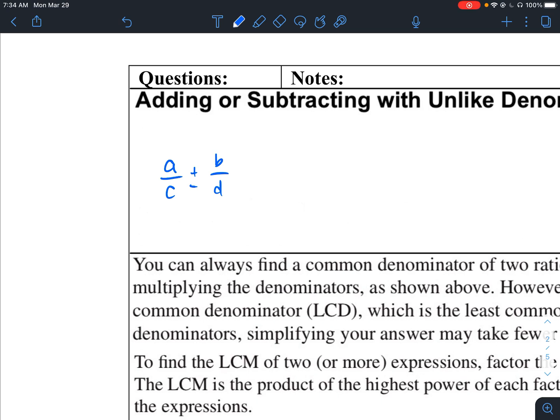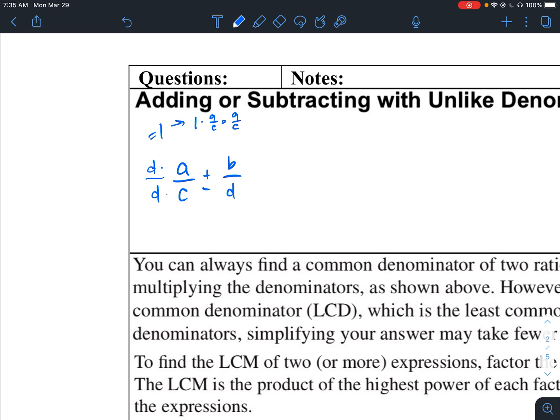And so the concept here is that you want to manipulate the way that this looks. So here, I can multiply this by d. But in order to keep the value of the fraction the same, I have to multiply the top by d as well, because d divided by d is equal to 1, and 1 times a divided by c is equal to a divided by c. So we're not actually changing the value by multiplying by d divided by d.